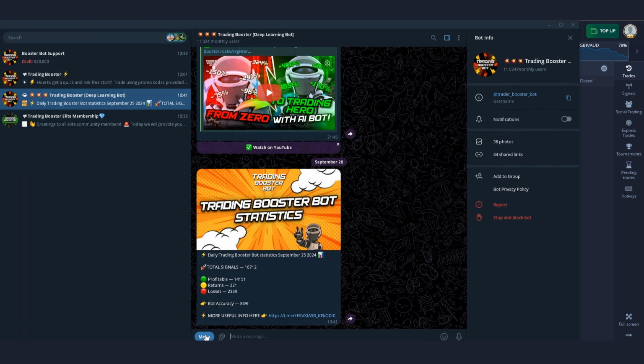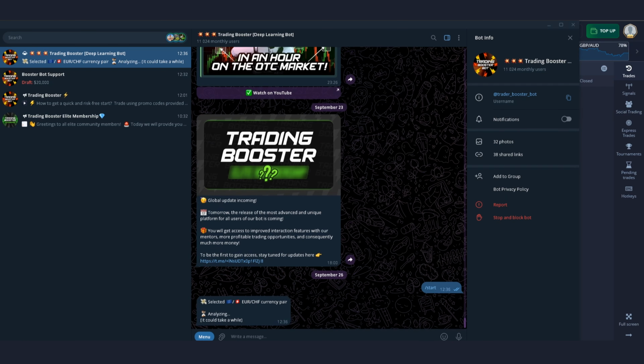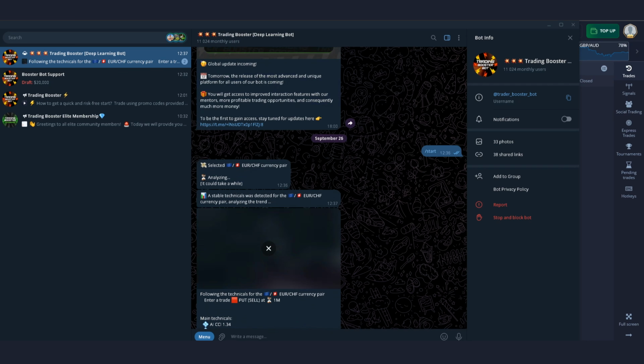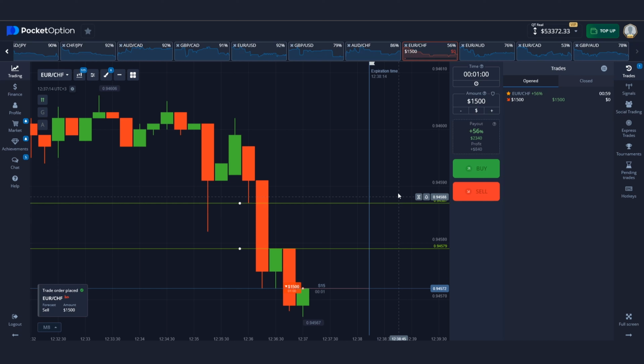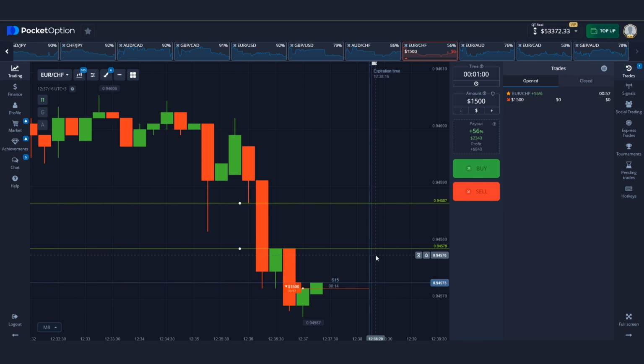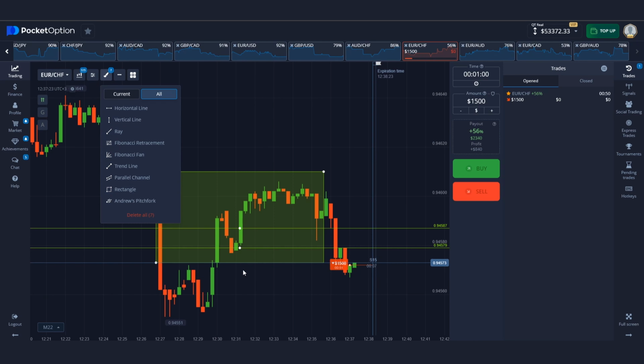To do this, I go to the BoosterBot itself, select the Euro-Swiss franc and the time for the trade is 1 minute. And I get a sell signal. This means that BoosterBot has seen that the price is not going to approach this imbalance and you can safely go lower. But there is another imbalance that is even lower.